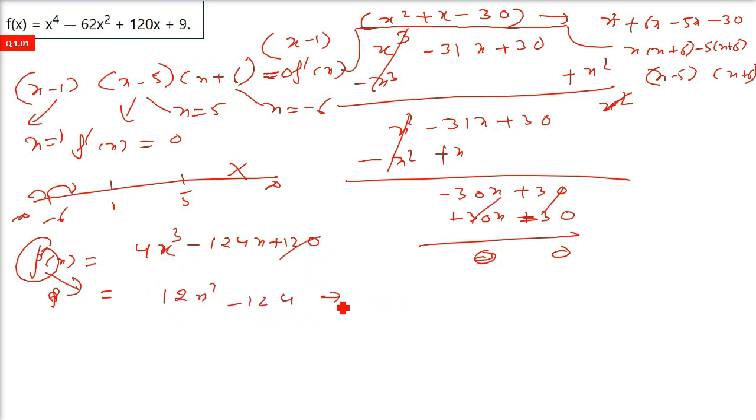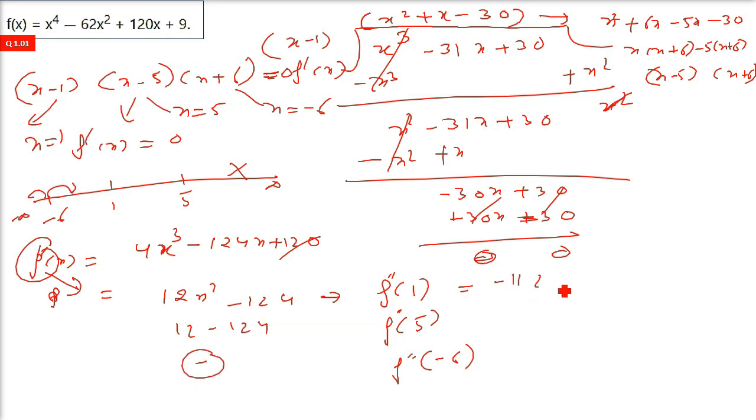Now here we will place first of all 1, then 5 and then negative 6, in the double differentiation. So when we put 1, you will get 12 into 1 square minus 124, that is going to be negative. What will be the negative value? Minus 112. Now I am going to place 5 here. 12 into 5 square, that is 12 into 25 minus 124, that is going to come as 176. Negative 6 again, because negative 6 square will be plus, so 36 into 12 minus 124 is 308.